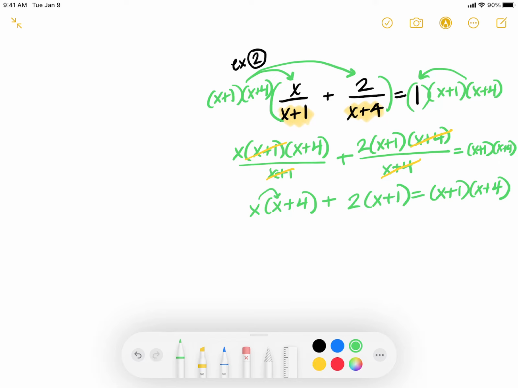So x times x is x squared. X times 4 is 4x. 2 times x is 2x. 2 times 1 is 2. X squared plus 5x plus 4. Multiply that out using a box, multiply it out using FOIL, using distribution, any way you'd like. So let's now move everything to the same side.